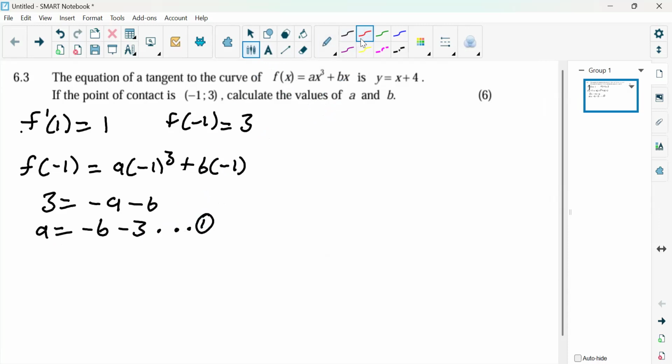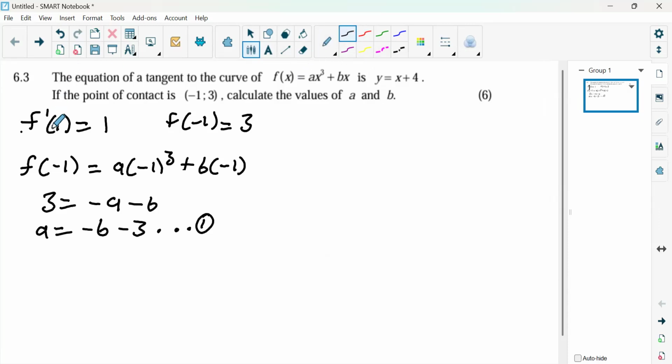Now, what else do we have in our collection of data? y is equal to x plus 4. That one is the equation of a tangent. Its aim was just to give us the gradient, which we already spoke about: f prime of -1 is 1. So we're going to use that to our advantage.